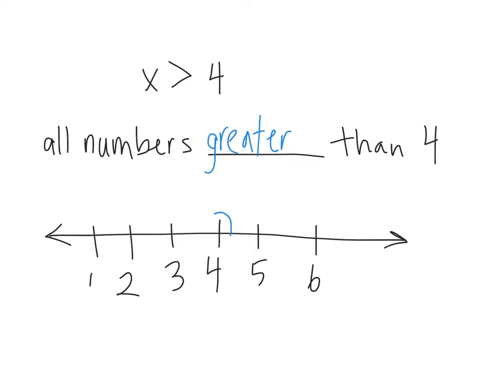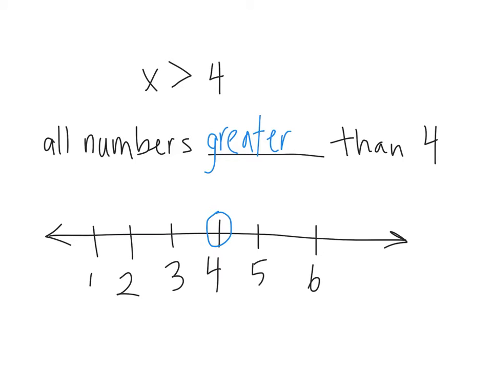So we're going to put a circle at 4, and we have to think about if 4 is included in this inequality. Is 4 greater than 4? And the answer is no, it's equal to. So 4 is not a solution to this inequality. So I am not going to shade in the circle at 4 because we only shade numbers that are solutions. And 4 is not a solution.